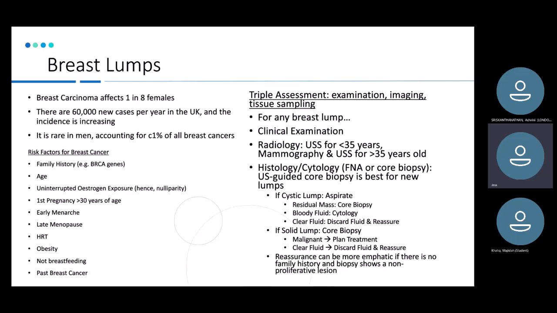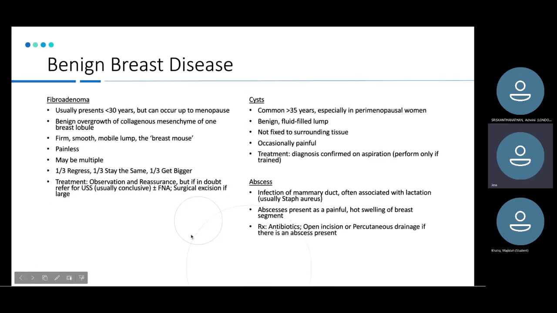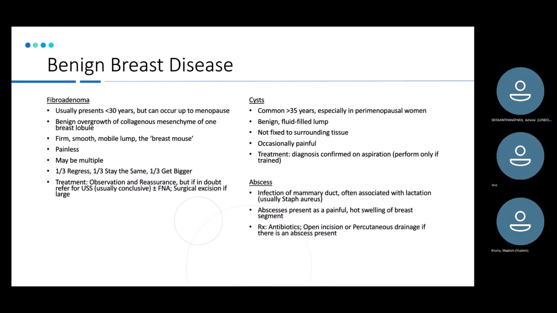In terms of benign breast disease, fibroadenomas are what the first SBA was describing. They often present in females under the age of 30, and they're completely benign, collagenous mesenchymal growths. They feel firm, smooth, and mobile. They're often called breast mice, and if you play the piano with your fingers when examining the breast, you can feel it moving around the breast tissue.